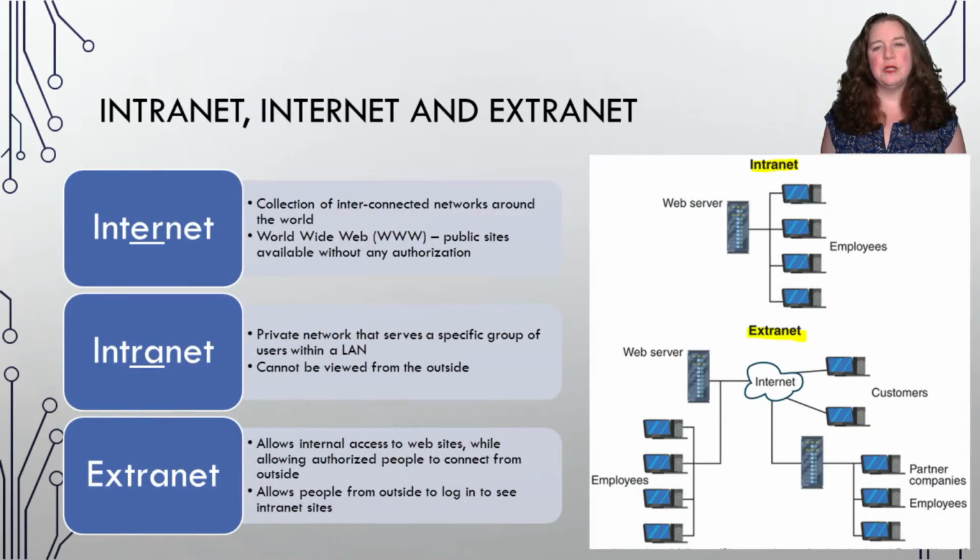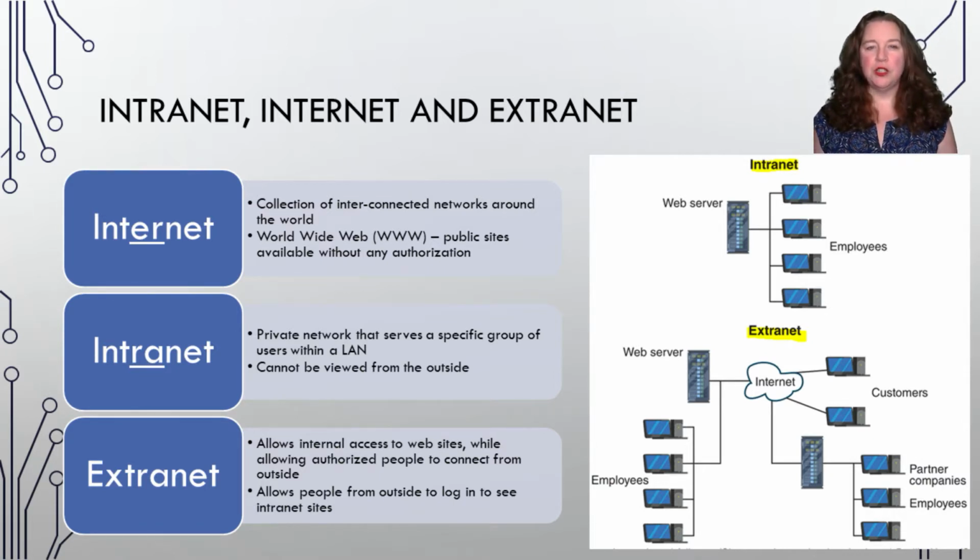The first thing we need to do is make sure we understand the difference between an intranet, an internet, and the extranet or extranets. So there are three different ways we describe these. What most people think of when they think of the internet, with an E-R, the internet, is the collection of interconnected networks all around the world. We call this the World Wide Web. These are public sites that you can go to without authorization. So you can choose to type in www.google and you'll get to the Google site. You can choose to go to Microsoft and go to the Microsoft site. These are public sites that don't require any authorization.